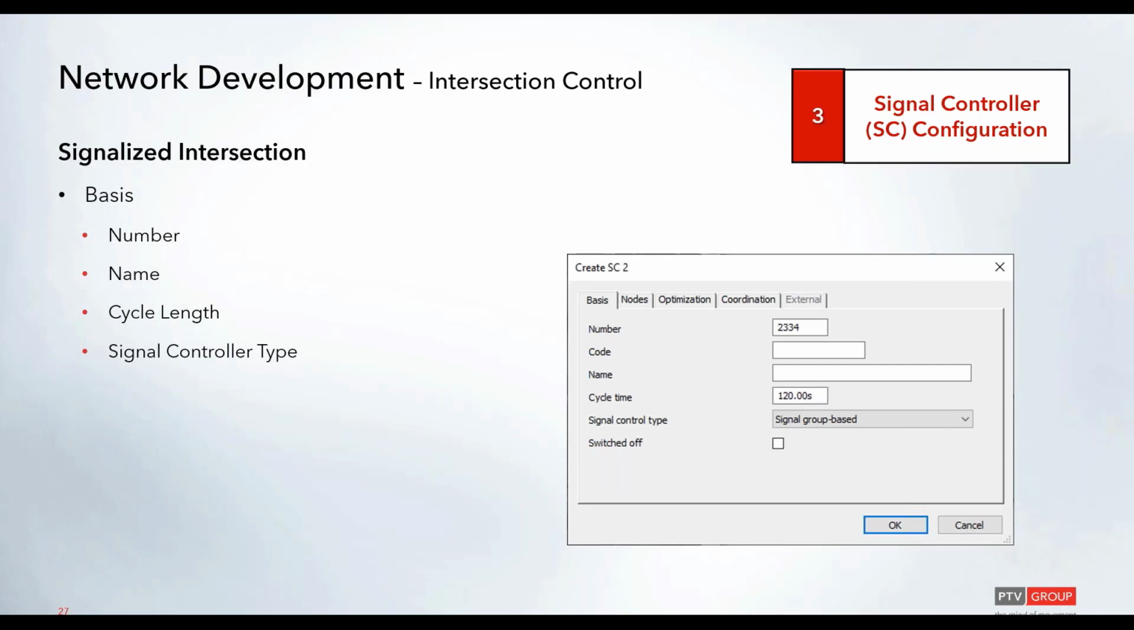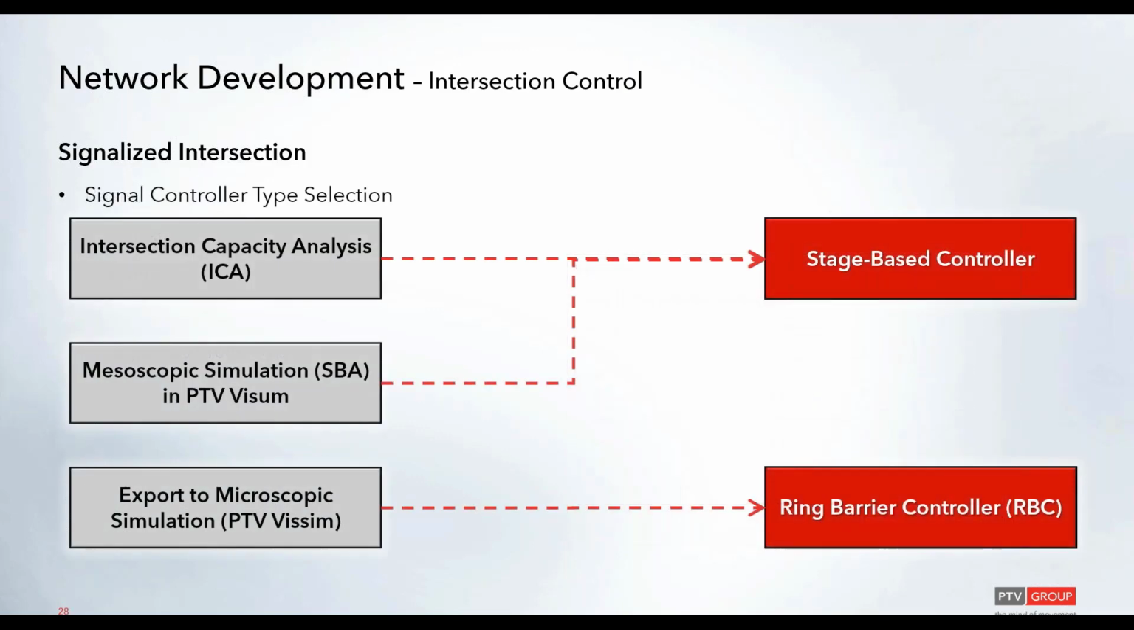So in Visum, there are various types of signal controller that you can choose from, but here are our suggestions. If you're going to use Visum primarily for capacity analysis, which will require some type of green time to cycle length ratio, or if you would like to use Visum for mesoscopic simulation, we would strongly suggest going with just a stage-based controller, which is way simpler to code and manage within Visum. However, if you are planning to export this entire network out to microscopic simulation, such as Vissim, it's probably going to be a good idea to use a ring barrier controller, so that when you export that network out to Vissim, it will be carried through, and you're not going to need to recode it.